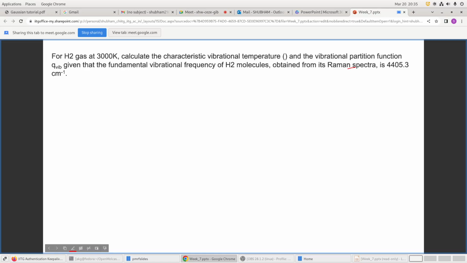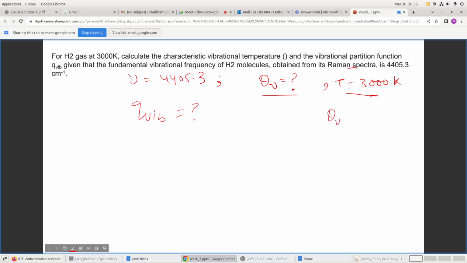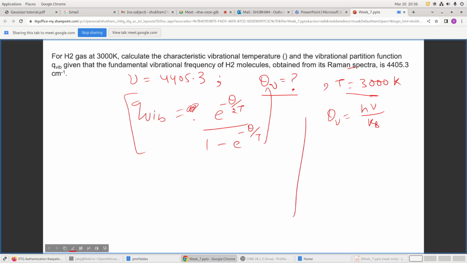So the given quantity is nu, 4405.3, and theta nu we need to calculate. Temperature is given. Okay, and we know q vibrational is equal to, we need to calculate two things. One is q vibrational and the other is theta v. And we know that theta vibrational is nothing but h nu by kb, and q vibrational is e to the power minus theta by 2t divided by 1 minus e to the power minus theta by t. So first we will calculate theta and then put here.